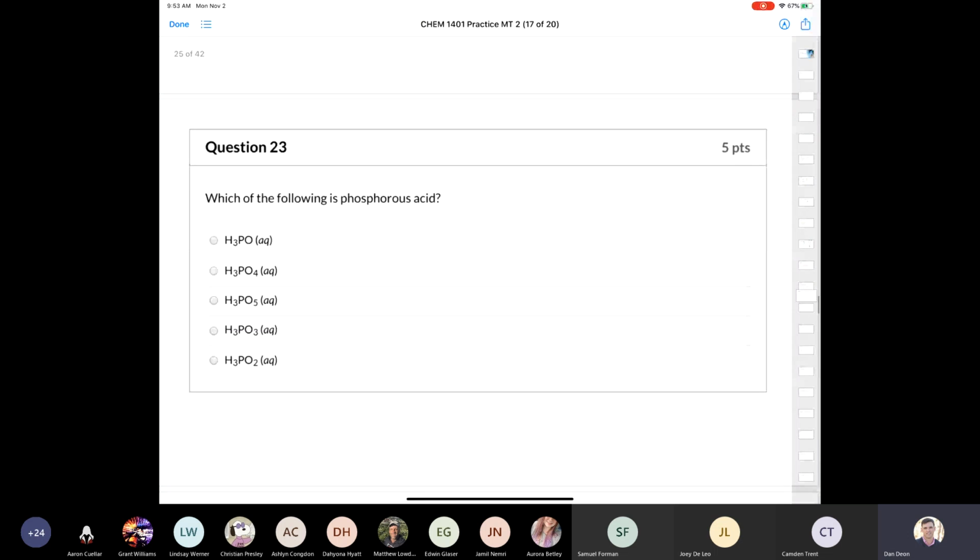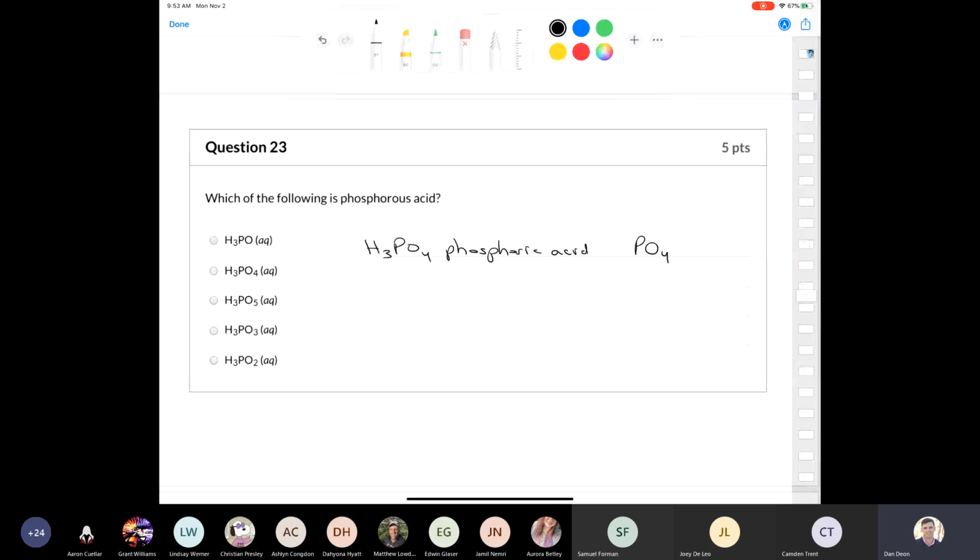Okay, question 23. Which of the following is phosphorus acid? Okay, well, phosphoric acid, hopefully you know that H3PO4 is phosphoric acid, right? Because PO4 3- is phosphate.